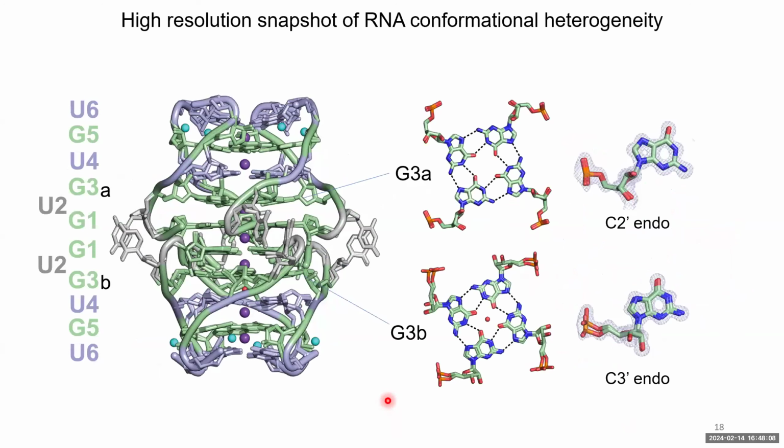What's also interesting, we see another example of conformational heterogeneity in that each of these monomers has 2 different G3 quartet layers. What I mean by that is, in this top structure, we have G3A, which is not bound to a water and the sugars are in the C2'-endo conformation, while in the second monomer, we have a water bound and the sugar pucker is C3'-endo.